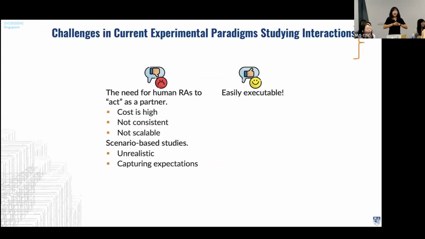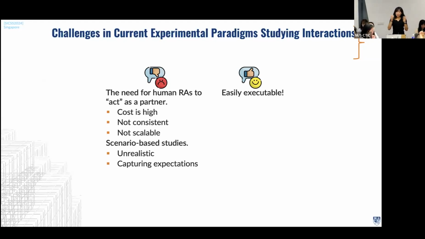Currently, I do a lot of work related to teams, so I study interactions and collaborations. Previously, the more traditional way to do it is, if we want to manipulate anything about a team that involves human beings, we need to employ an RA, or pretend to be the leader and, for example, behave in different ways or say different things, which is really expensive, not just in terms of money, but the time and energy RAs need to put in. And it's not always very consistent.